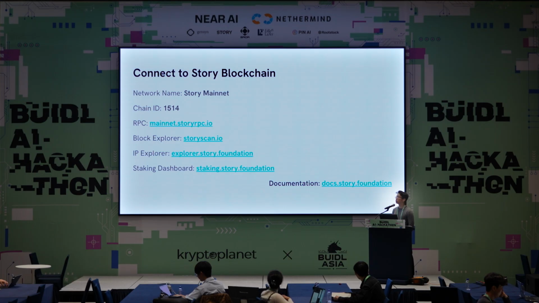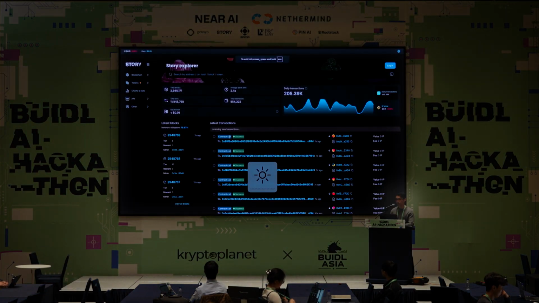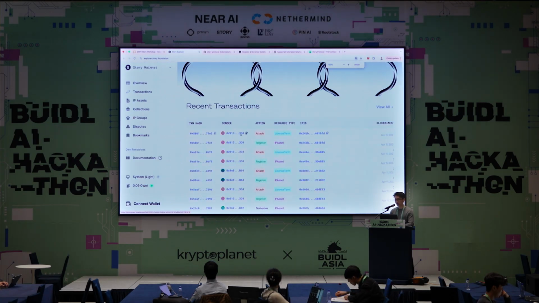We have 2 different explorers. We have the StoryScan, and we have the IP Explorer. So the StoryScan is like Etherscan, but we use Blockscout. And the IP Explorer is our own explorer made for IP related things like viewing the IP assets, which I'll talk about later, and also checking which licenses an IP has and how you can create a derivative IP of a parent IP. So if you look here, this is our typical explorer, and I think this is probably the more interesting part.